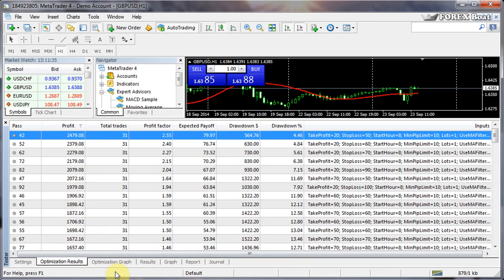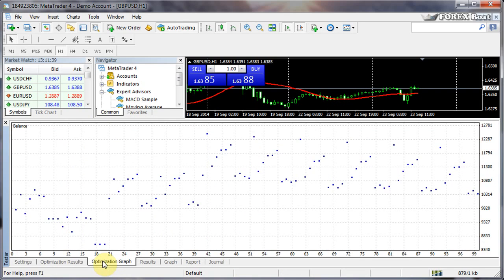But what we are interested in today is the optimization graph. So let's go ahead and select that. As you can see here, you have these 100 backtests, and they're always ordered by their run. Up here you see the most profitable one. If you bring your mouse up here, it'll pop up with take profit 20, stop loss 50. Those were the optimized parameters, and that is the best one.